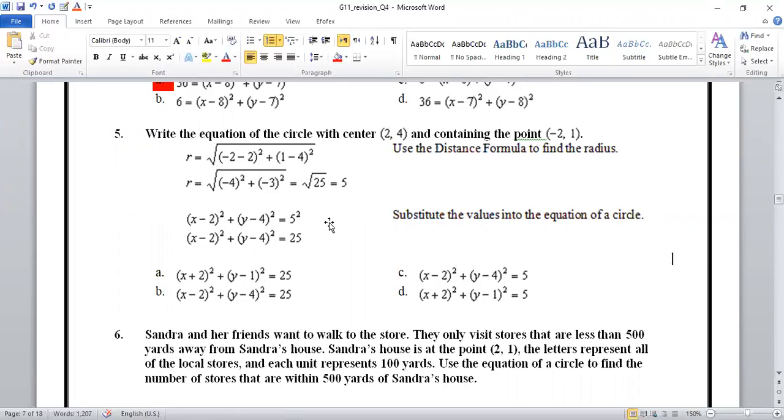Okay, substitute the values into the equation of the circle. The 2 and 4 in x minus 2 and y minus 4 refer to the center. (x minus 2) squared plus (y minus 4) squared equals 5 squared. So the equation of the circle is (x minus 2) squared plus (y minus 4) squared equals 25. The equation is number B.